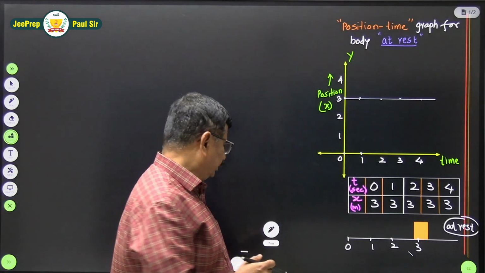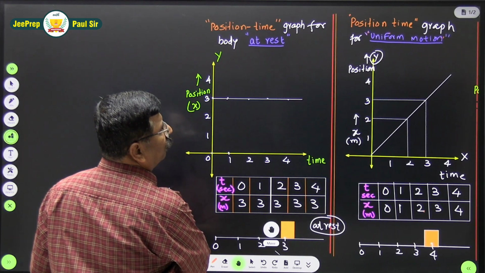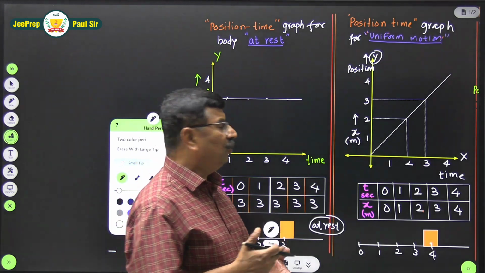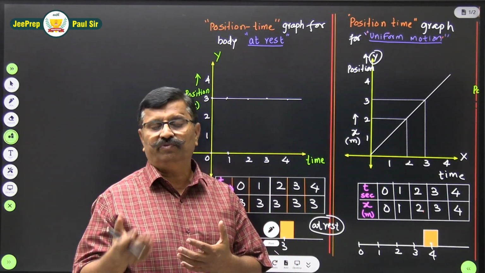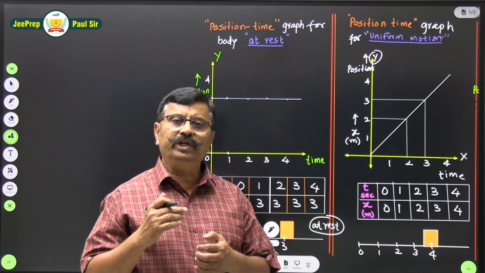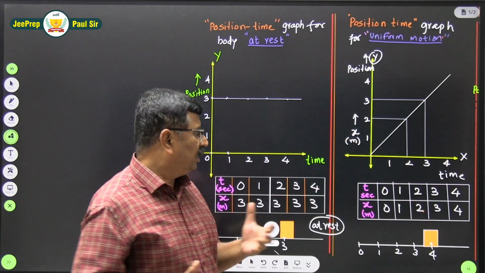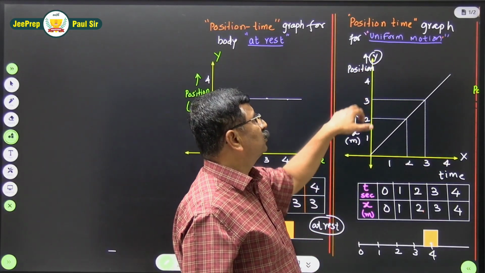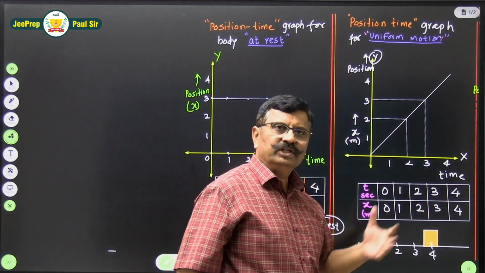Now let us go for the second graph, that is the position time graph for uniform motion. Now what do you mean by uniform motion? We know uniform motion means motion of the body moving with constant velocity. Motion of the body which is covering equal distance in equal time. Now here I have plotted time along the x-axis while position, that is displacement, along the y-axis. Then this is the observation table.